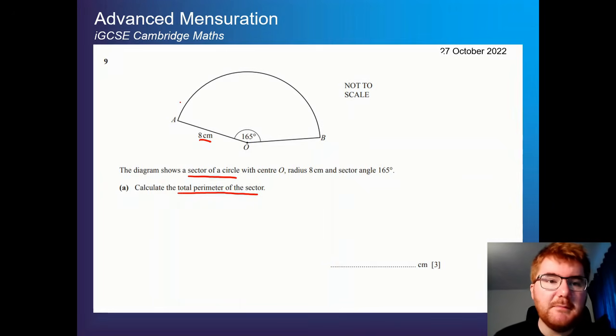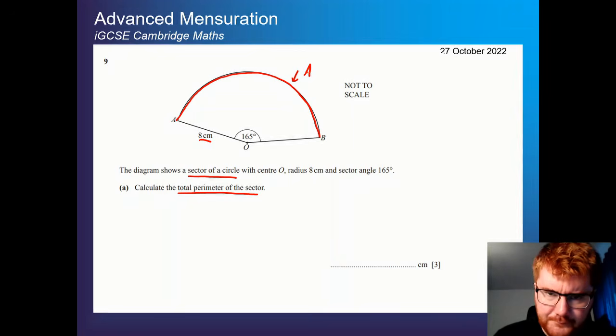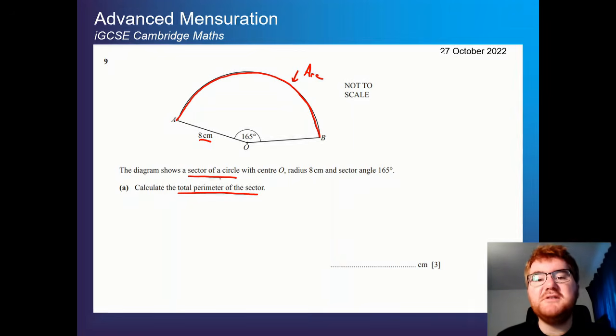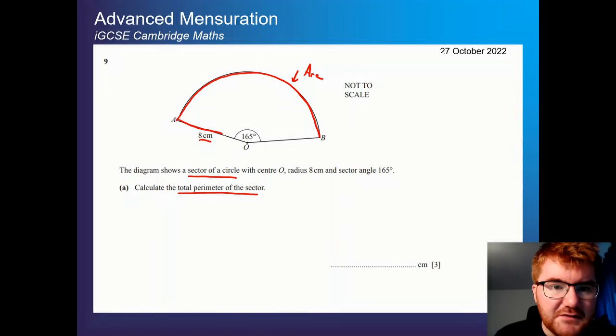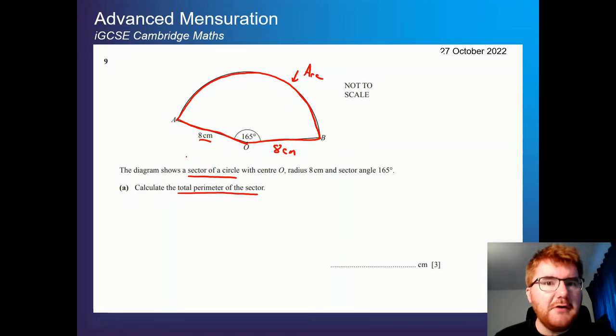Now, what does the perimeter mean here? Well, we need to work out this arc length here. So remember, this is called an arc. But remember we want the perimeter, and the perimeter is the distance around the entire shape. So once we've worked that out, we need to add in this 8 centimeters, and remember this is also 8 centimeters as well. This is also a radius. So how do we do this?